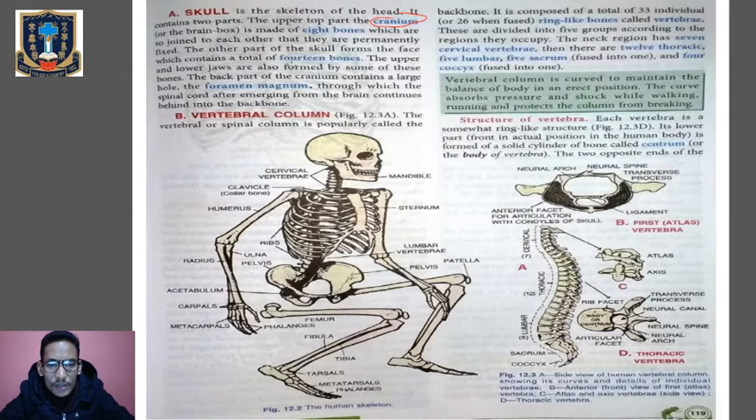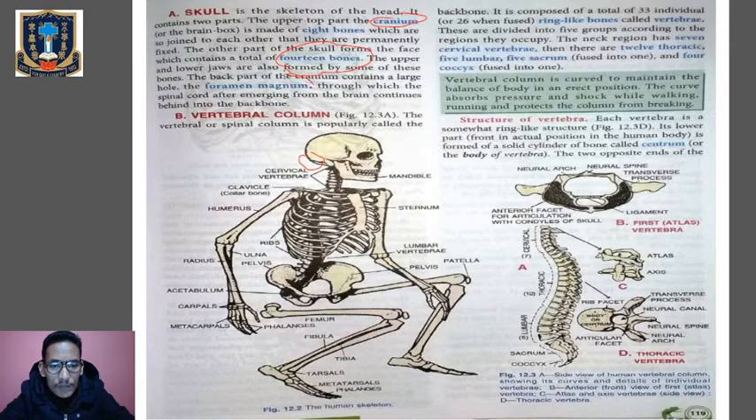It mainly contains around 14 bones, and the upper and the lower jaw are also formed with the help of these bones. Clear? And the back part of the head, when we look over here, the back part of the skull, it mainly contains a hole that is called the foramen magnum.